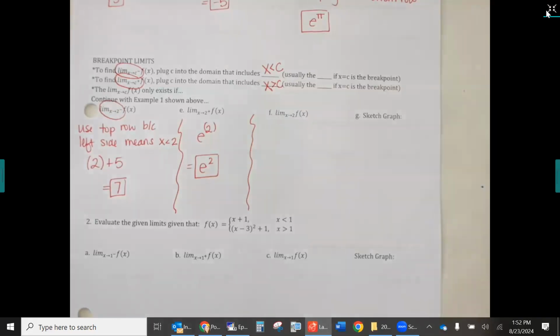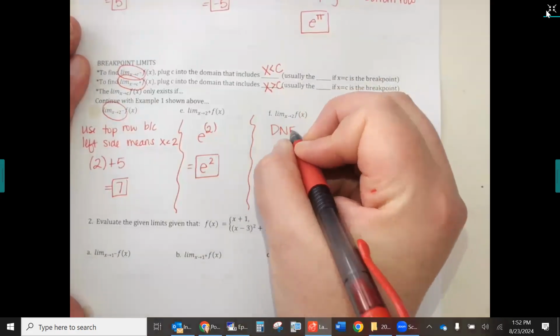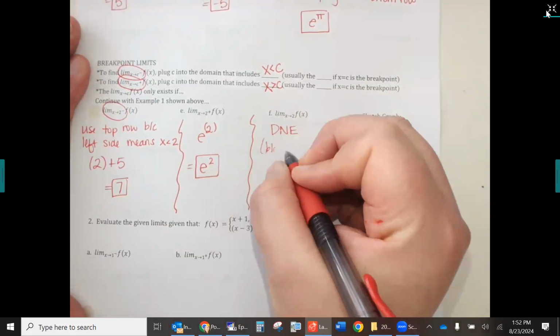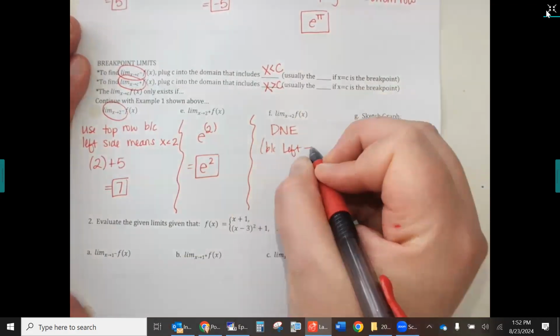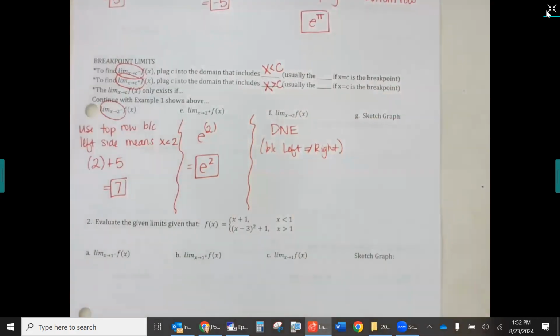So in this case, what would I put for this? DNE is correct. Okay, and remember, why is it DNE? Because left doesn't equal right. Okay, your sides have to match for that limit to exist.